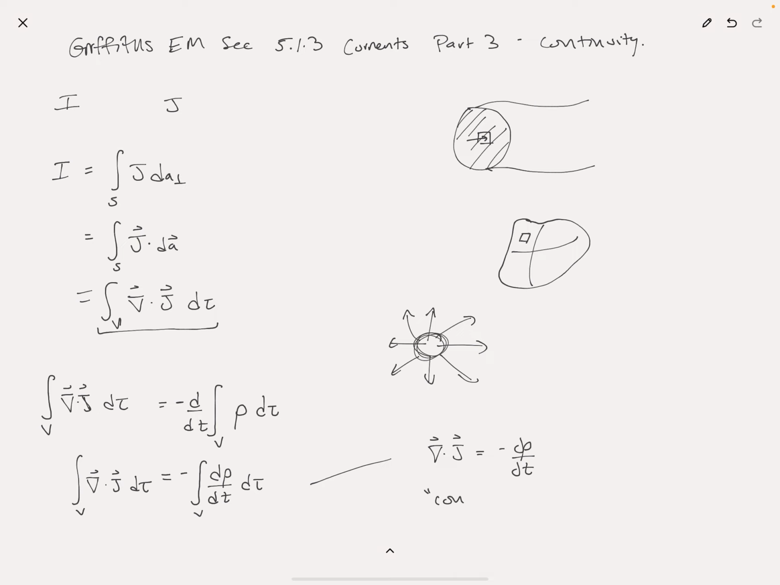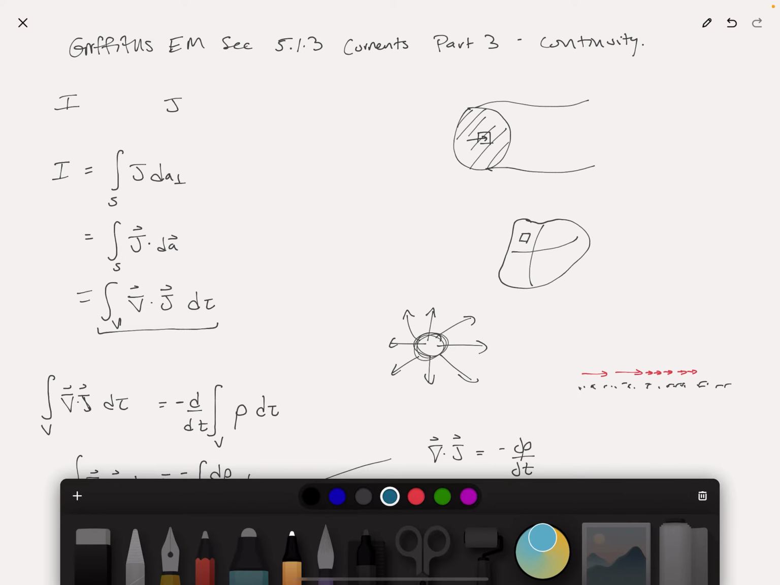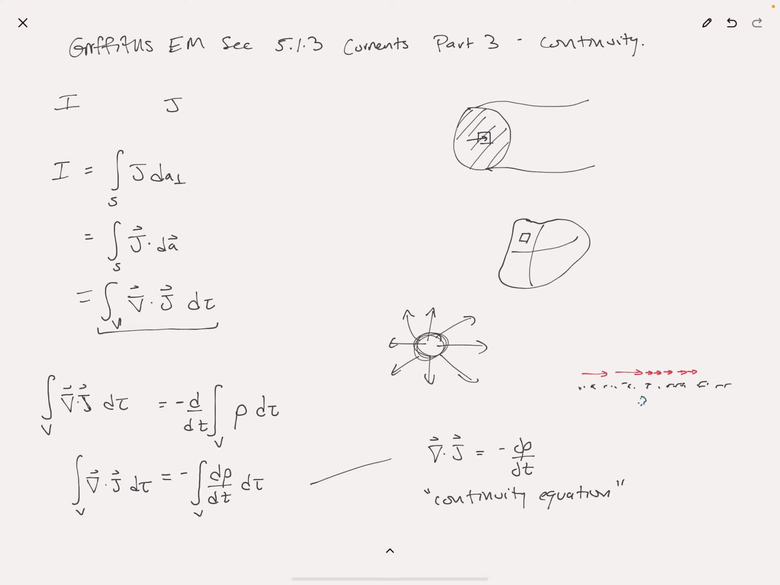This is called the continuity equation. Basically, if I have some distribution of charges, I'll do this in 1D for visuals, and my flow field is not uniform, then over time I will accumulate charges, something like this, and that will change the charge density.